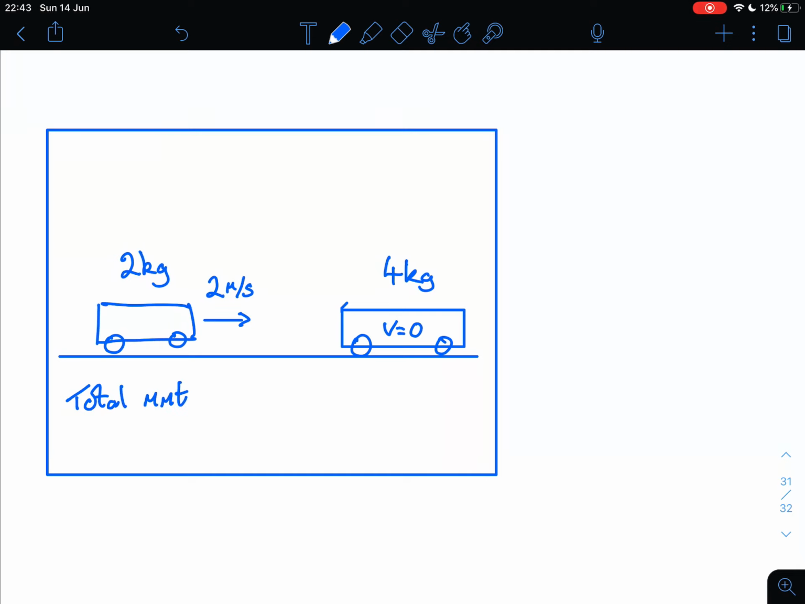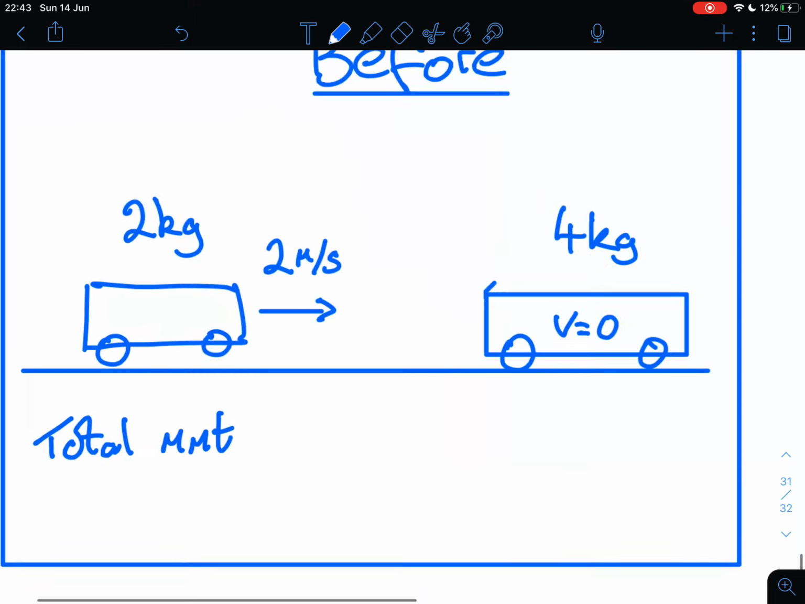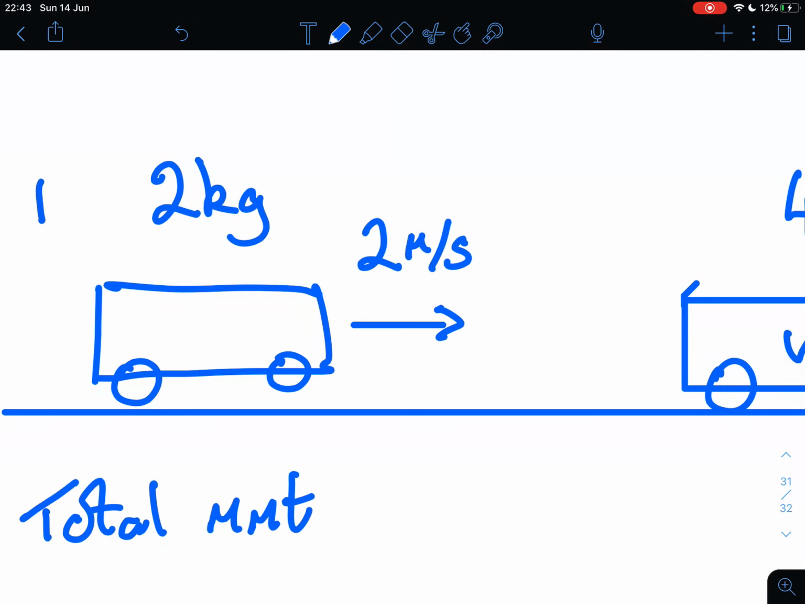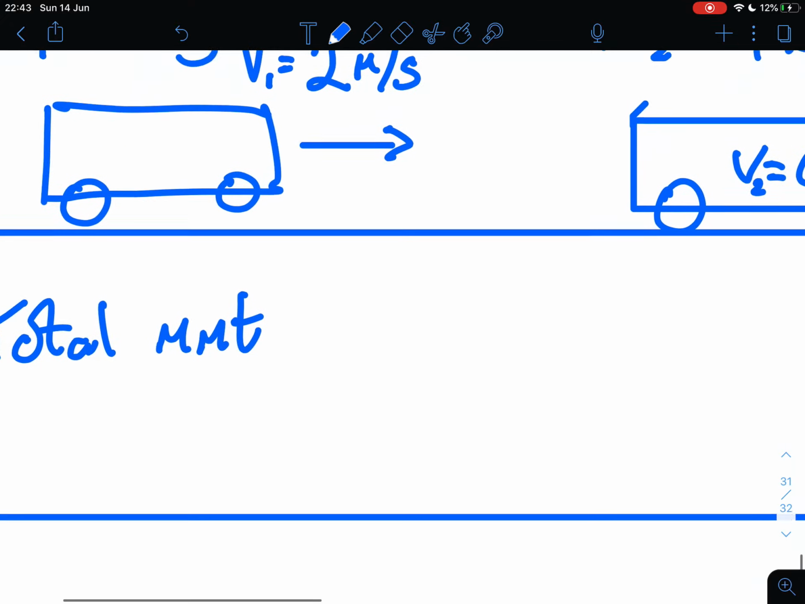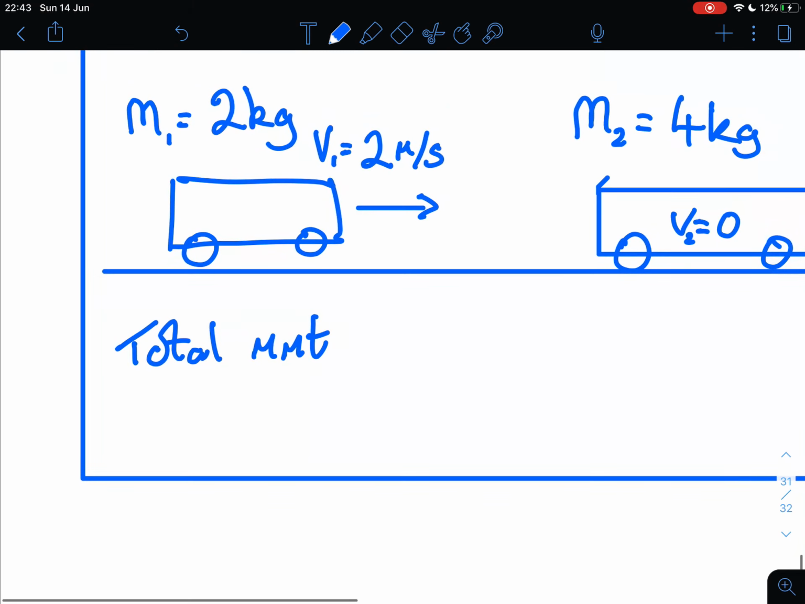momentum. So this is before. Blue is always before. So let's have a look. We've got this one. Let's call it M, the mass, number 1. Let's call this velocity number 1, 2 meters per second. Let's call this mass number 2 and velocity number 2. So we can work them out. Let's find the momentum of the first one. Let's call it 1.